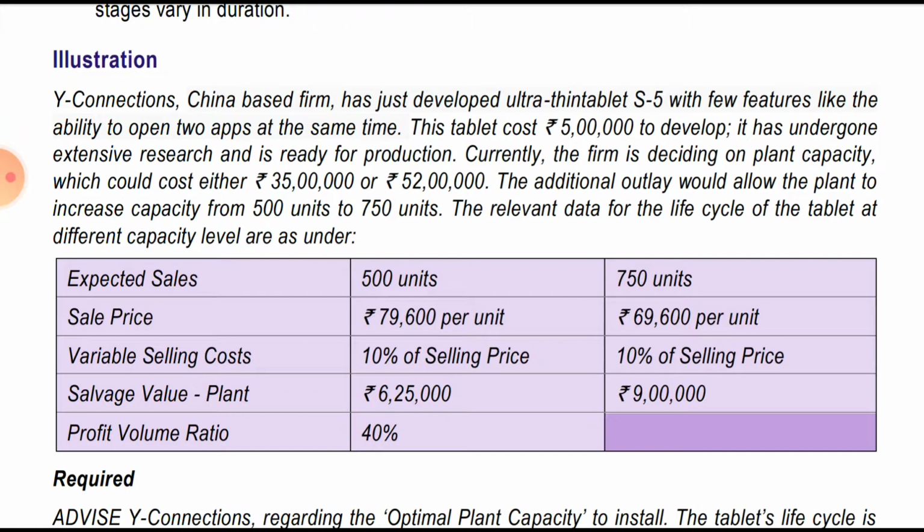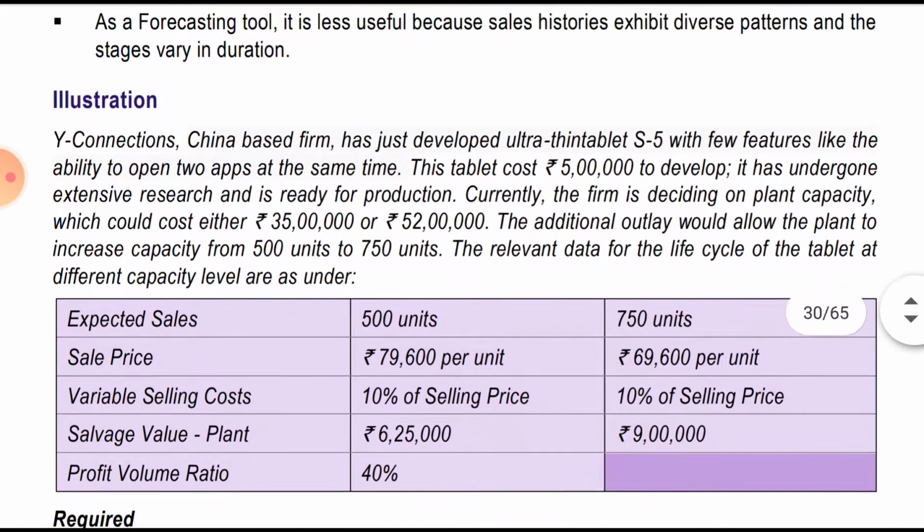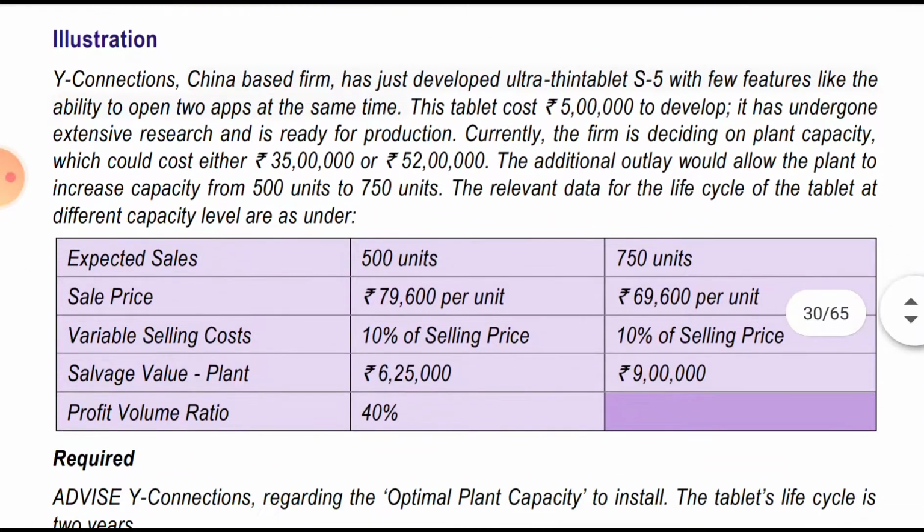Y Connections, a China-based firm, has developed an ultra-thin tablet S5 with a few features like the ability to open two apps at the same time. This tablet cost 5 lakh rupees to develop. It has undergone extensive research and is ready for production. Currently the firm is deciding on plant capacity, which could cost either 35 lakh rupees or 52 lakh rupees. An additional outlay would allow the plant to increase the capacity from 500 to 750.